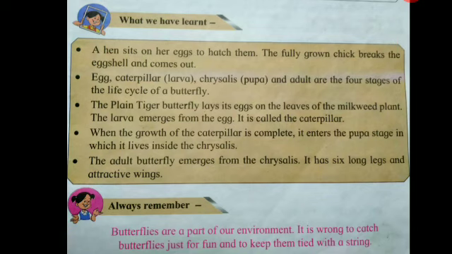Third point, the plain tiger butterfly lays its eggs on the leaves of the milkweed plant. The larva emerges from the egg. It is called the caterpillar. The fourth point, when the growth of the caterpillar is complete, it enters the pupa stage in which it lives inside the chrysalis. The fifth point, the adult butterfly emerges from the chrysalis. It has 6 long legs and attractive wings.